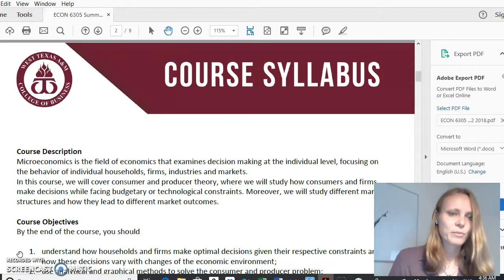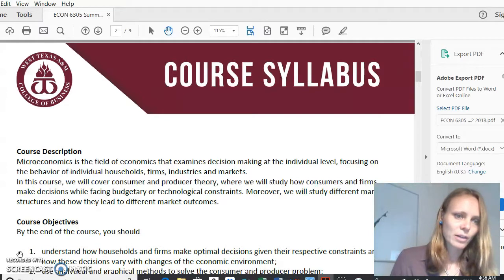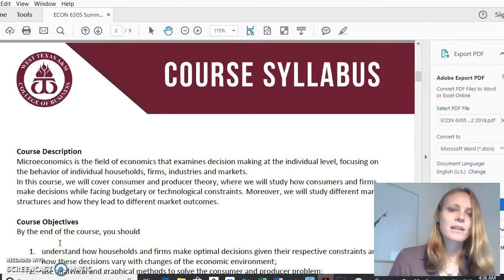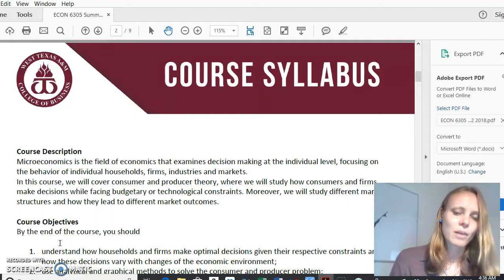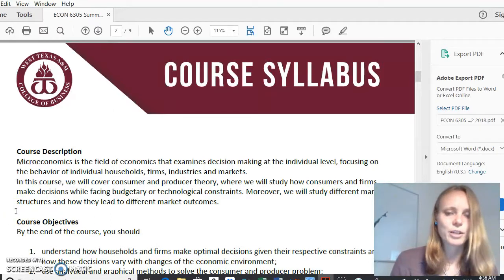What is this course going to be about? Well, microeconomics, contrary to macroeconomics that some of you might have taken before, is the field of economics that looks at individual decision making. So an individual consumer, an individual household, individual firms, or industries and markets. Whereas in macroeconomics, you're more looking at the big picture questions like, say, unemployment, GDP, things like that.